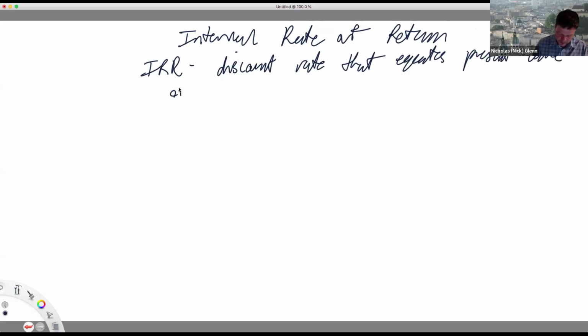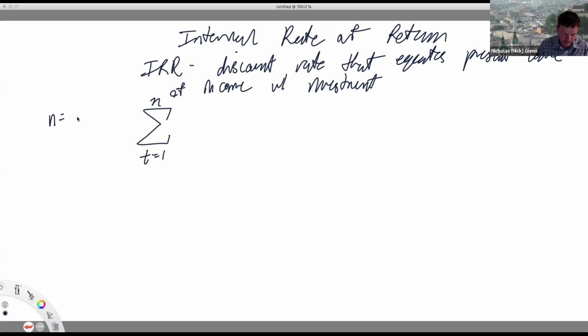Equates the present value of future income with investment. Okay. So this little symbol here, I'm not going to worry too much about it, what it represents is a summation over a time period. So you're starting at time period 1. Let's say n is equal to 5. So this is over a 5-year period.